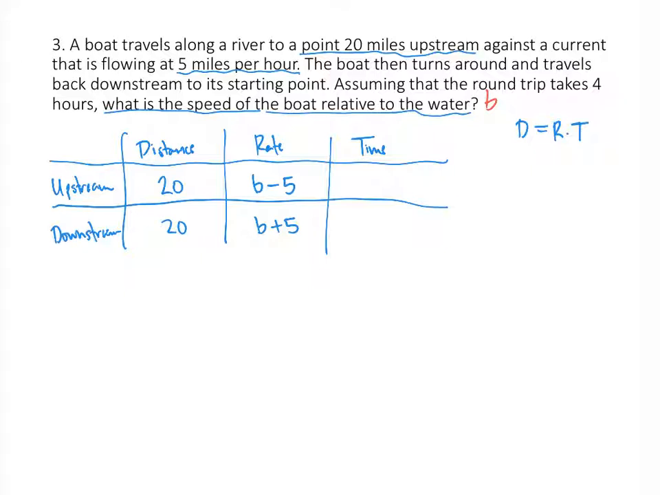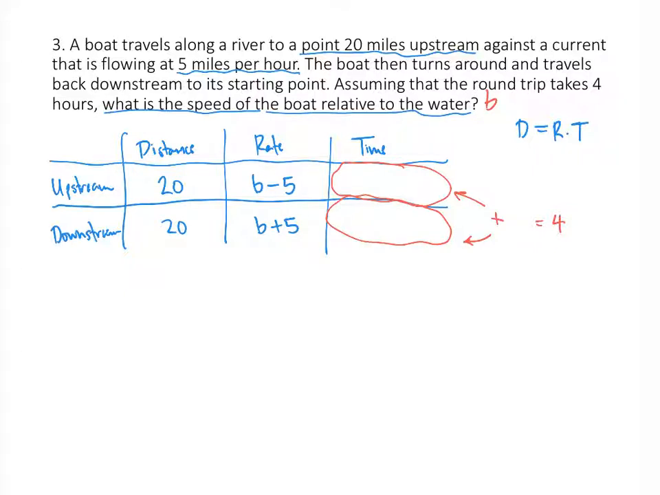All right, now they don't tell us anything about time here, other than the total time is 4 hours. So whatever my two times are, whatever I end up writing here, and whatever I end up writing here, if I add these two together, that should equal 4 total hours.